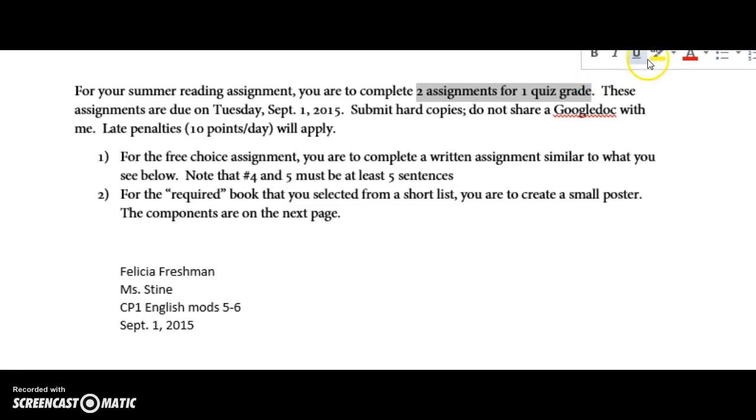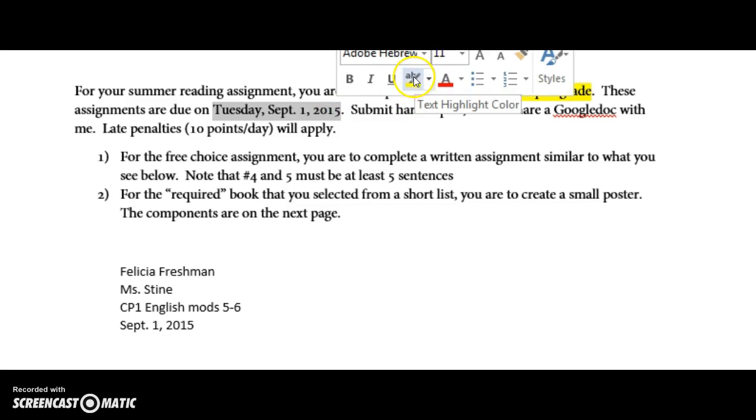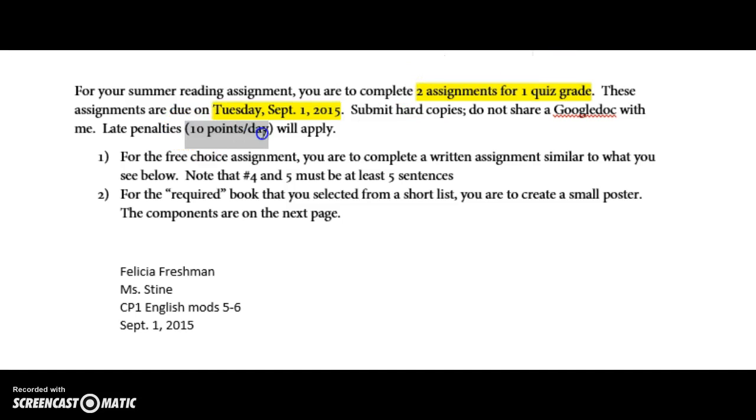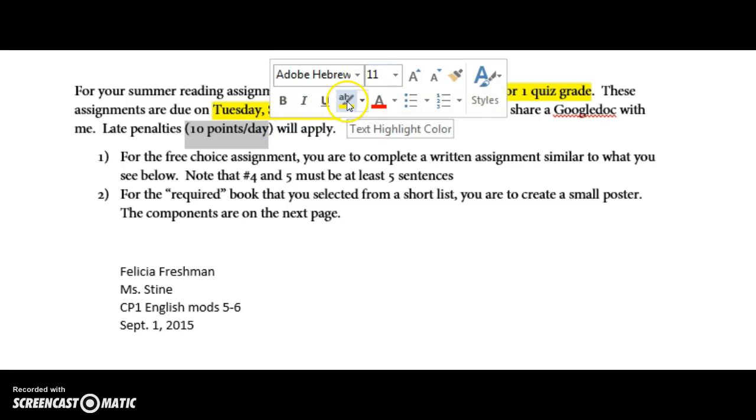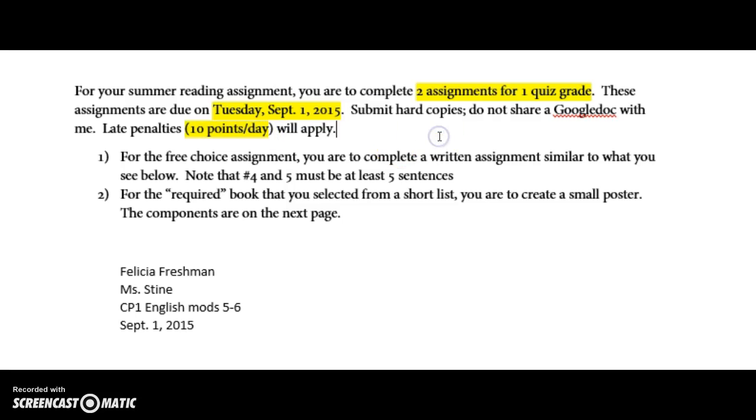It wasn't quite clear, and what I'm highlighting right now shows that the grade will be a single quiz grade for 2 assignments. And the 2 assignments are a written assignment, and the second thing is not really written so much as created. It's a poster. Okay, now these things are due on Tuesday, September 1st. Please don't be late because late penalties will apply. That is 10 points a day. You don't want that. And what I need are hard copies. Do not share a Google Doc for the first item, which is your written assignment.